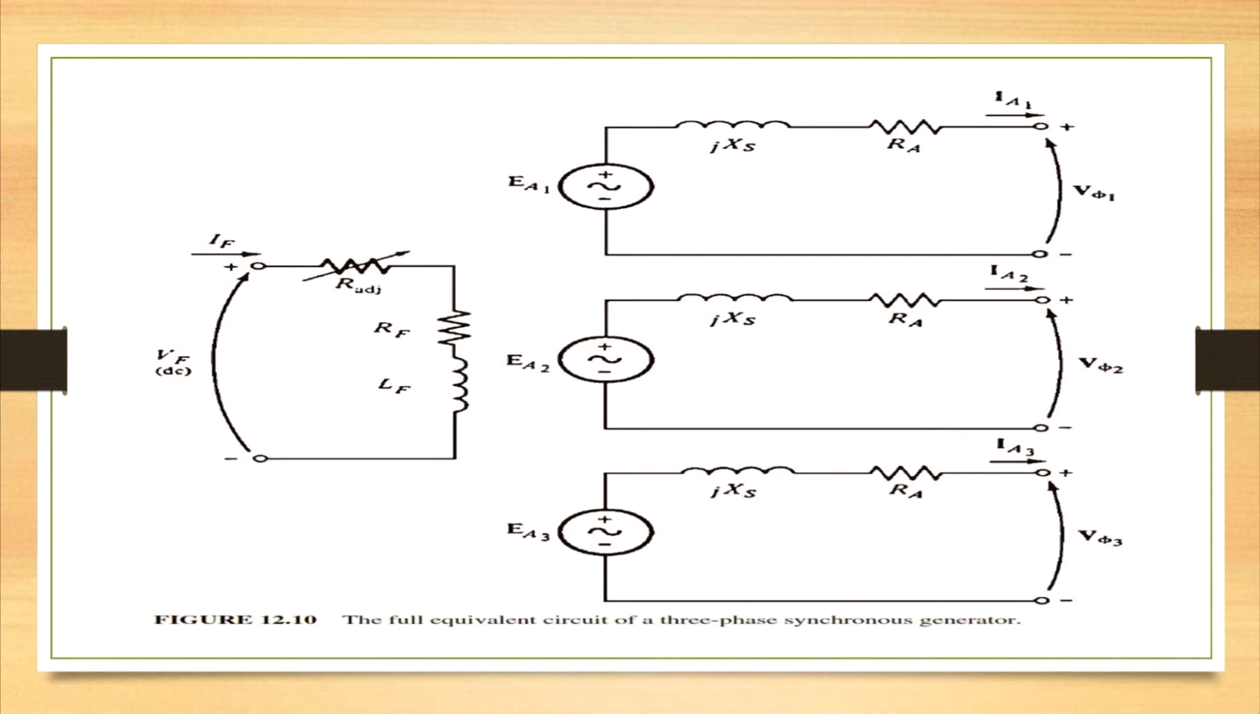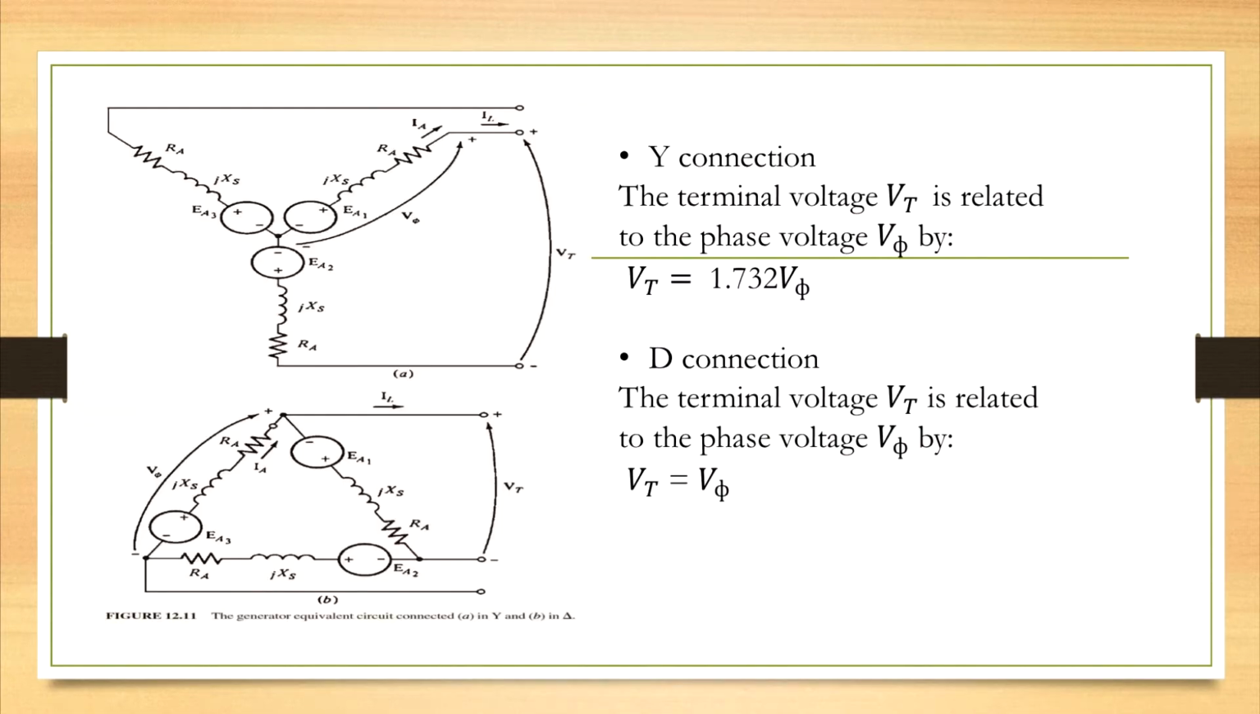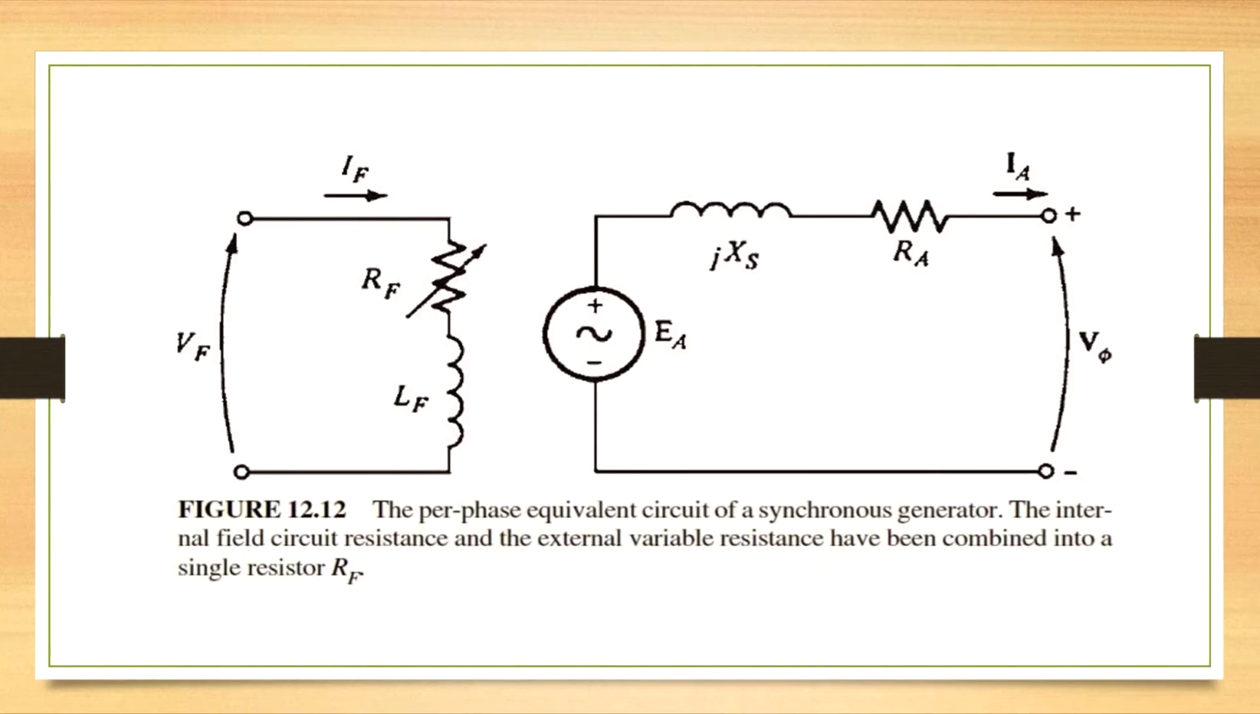Figure 12.1 shows the full equivalent circuit of a three-phase synchronous generator. Y connection: the terminal voltage VT is related to the phase voltage VF by VT equals 1.732 VF. Delta connection: the terminal voltage VT is related to the phase voltage VF by VT equals VF. Figure 12.12 shows the per-phase equivalent circuit of a synchronous generator. The internal field circuit resistance and the external variable resistance have been combined into a single resistor RF.